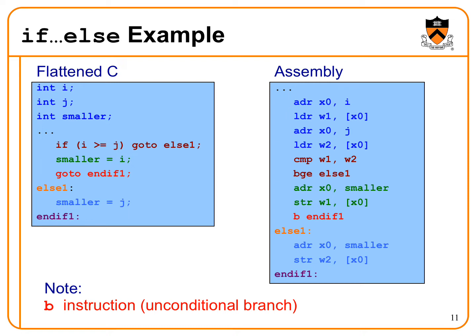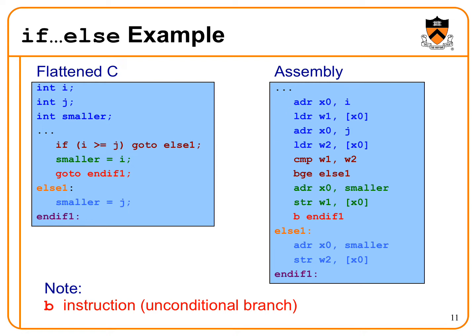At the end of the consequent, we can't just go to the next line because that's where the alternative is, so we need to jump over the alternative. That's an unconditional branch, so it's just a B. The alternative also grabs the address of smaller into X0 and dereferences it to store W2's contents, that is j, into smaller.